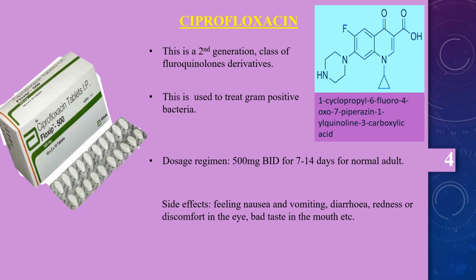Now see the structure. In the first position, a cyclopropyl ring is present, and in the sixth position, a fluorine atom is present. In the seventh position, a piperazine ring is present. But in the eighth position, no nitrogen atom is present, unlike nalidixic acid. So this ring system is known as the quinoline ring system.